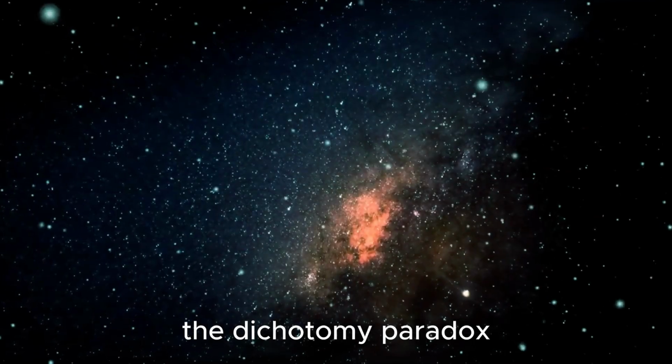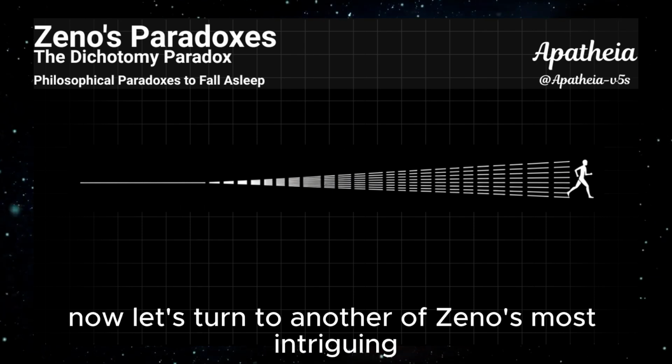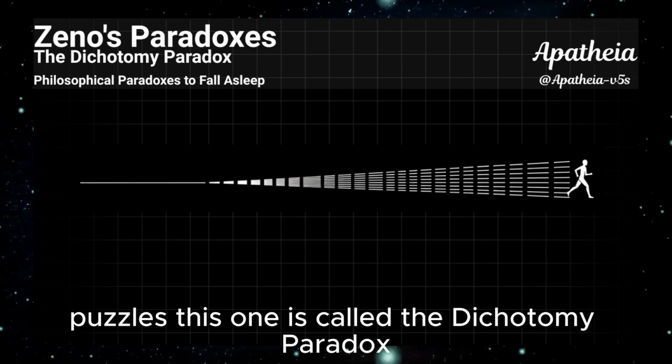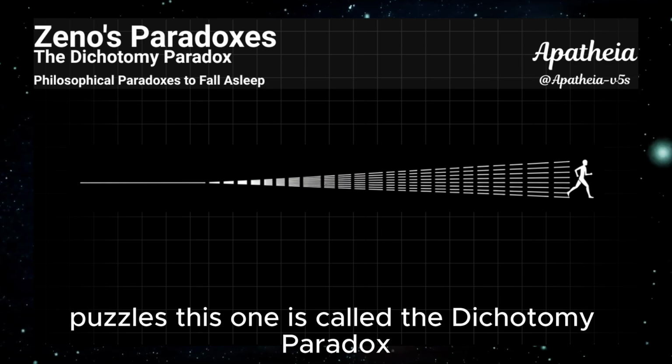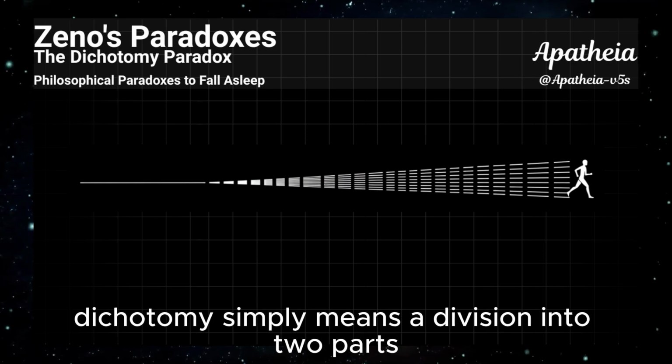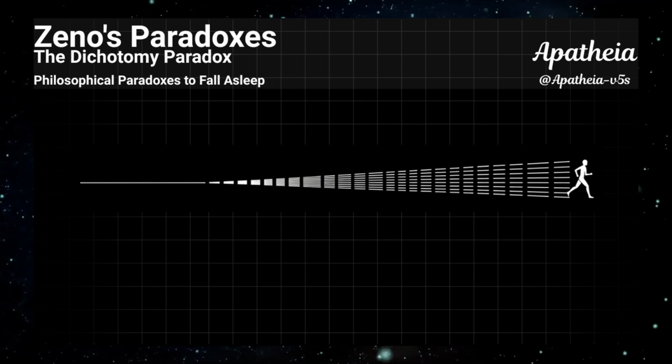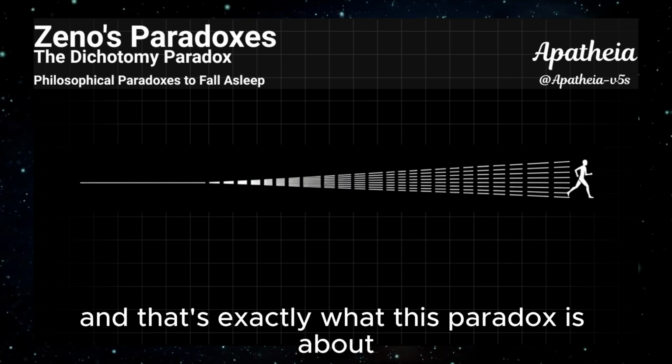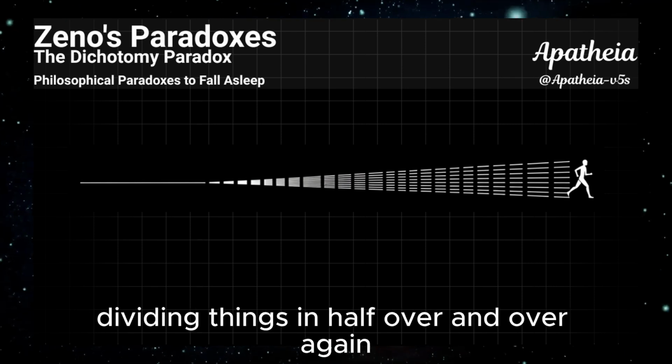The Dichotomy Paradox. Now let's turn to another of Zeno's most intriguing puzzles. This one is called the Dichotomy Paradox. The word dichotomy simply means a division into two parts, and that's exactly what this paradox is about: dividing things in half, over and over again.